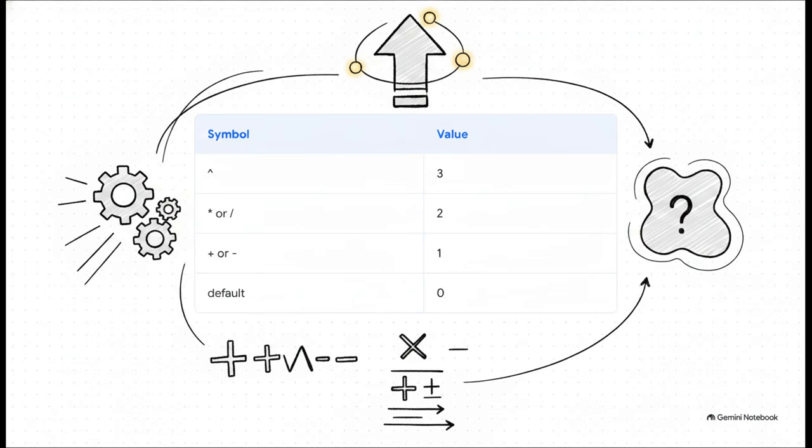So an exponent, represented by that little caret symbol, gets the highest value, a 3. Multiplication and division? They get a 2. Addition and subtraction get a 1. By assigning these strict values, the program can just compare 2 operators using simple greater than or less than logic. If it looks at a multiply and an add, it instantly knows the 2 beats the 1, which dictates exactly how they flow in and out of the stack.